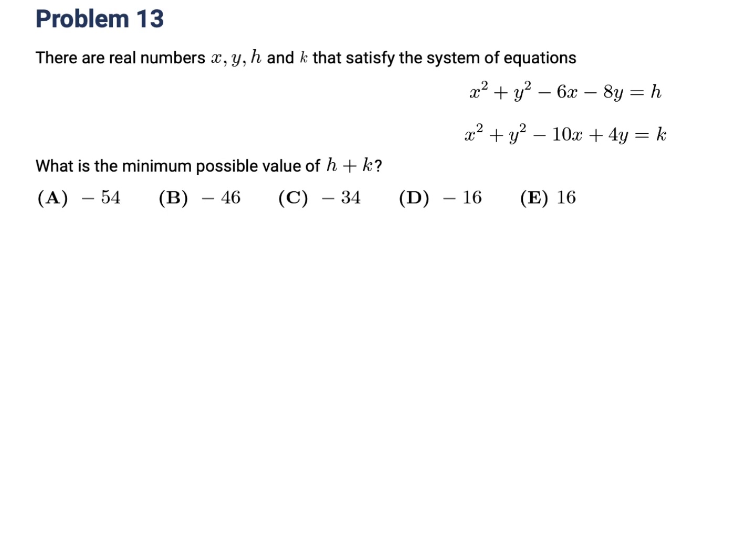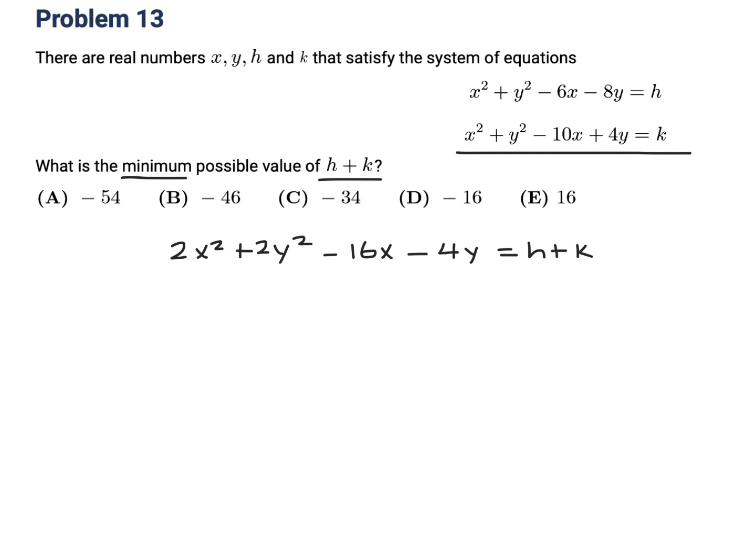There are real numbers x, y, h, and k that satisfy the system of equations x squared plus y squared minus 6x minus 8y is equal to h, and x squared plus y squared minus 10x plus 4y is k. What is the minimum possible value of h plus k? So let's see, how can we approach this? I'll just add them. If I add them, I will get 2x squared plus 2y squared minus 16x minus 4y is equal to h plus k.